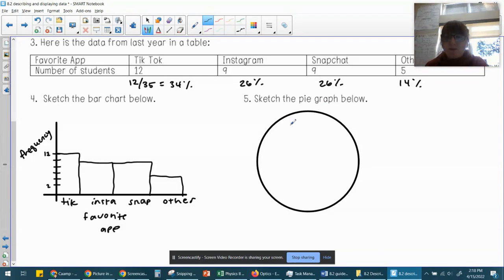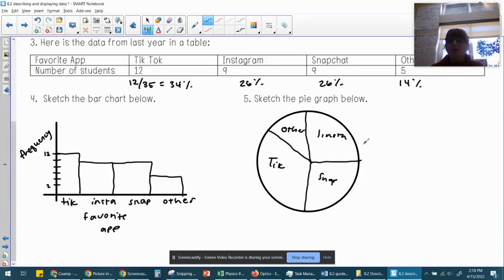So 26%, that's close to 25. So that's about a quarter of this pie chart for both of those. So this could be my Instagram. This could be my Snapchat. And then 34 and 14, just make one of them smaller, one a little bigger. So this could be my TikTok, and this could be my other. So make a note that that's going to be a percent graph.